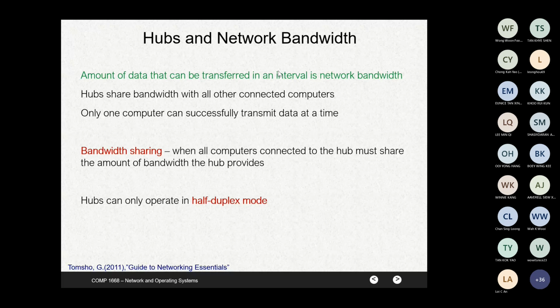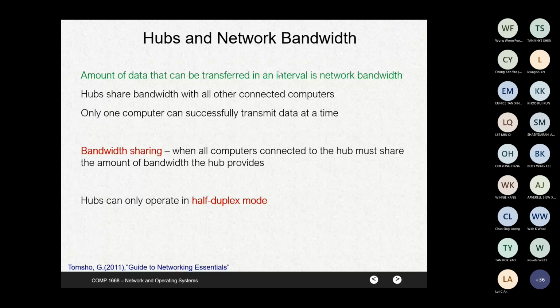It will be completely different if you use a switch. A hub can only operate in half duplex mode. That is another key point. Remember the transmission modes: simplex, half duplex, or full duplex. So a hub can only operate in half duplex mode. That means either you transmit or you receive. You cannot do both at the same time. That is half duplex.